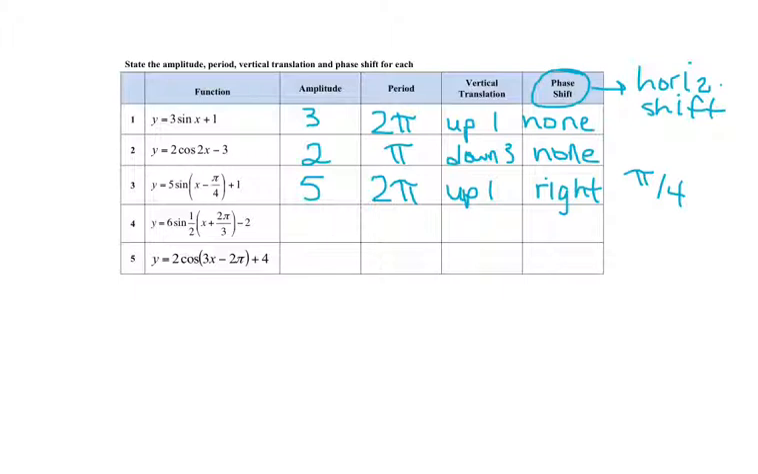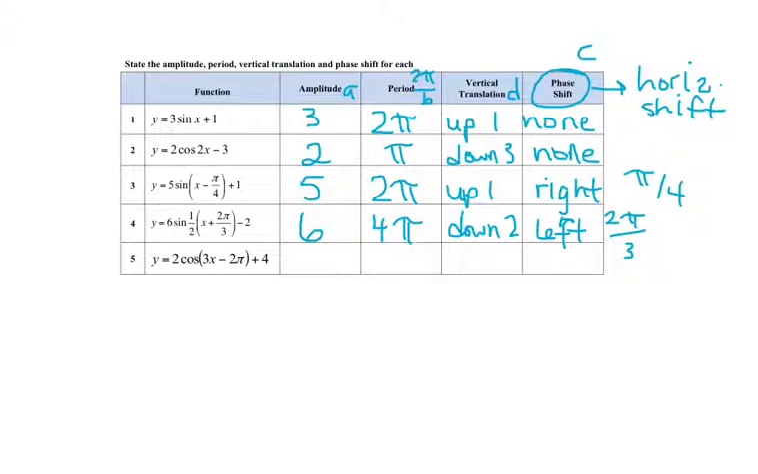Okay, so this one, we've got a lot of things going on. We've got an amplitude of 6. That's my a value. 2 pi divided by 1/2, that's 4 pi. So again, remember, our period is 2 pi divided by b. Our amplitude is the a value. Vertical translation is d. Phase shift is the c value. So d, we're moving down 2, and we're moving left 2 pi over 3.